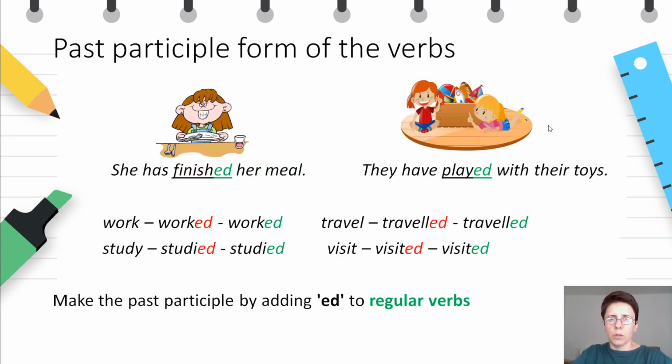What is the past participle of the verb? Well, most of the time, the past participle of the verb is the same as the past simple form of the verb. For example, she has finished her meal. They have played with their toys. Or worked remains worked in past participle. Studied remains studied. Traveled remains traveled. Visited remains visited. Remember, make the past participle by adding ed to regular verbs.